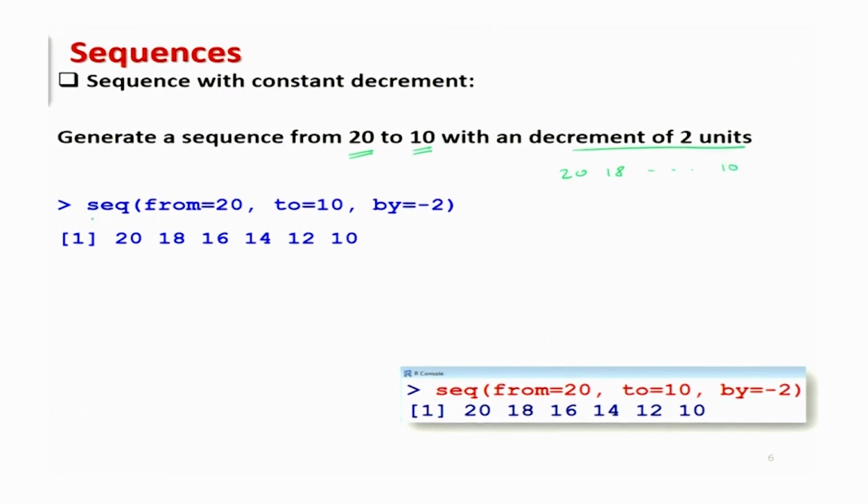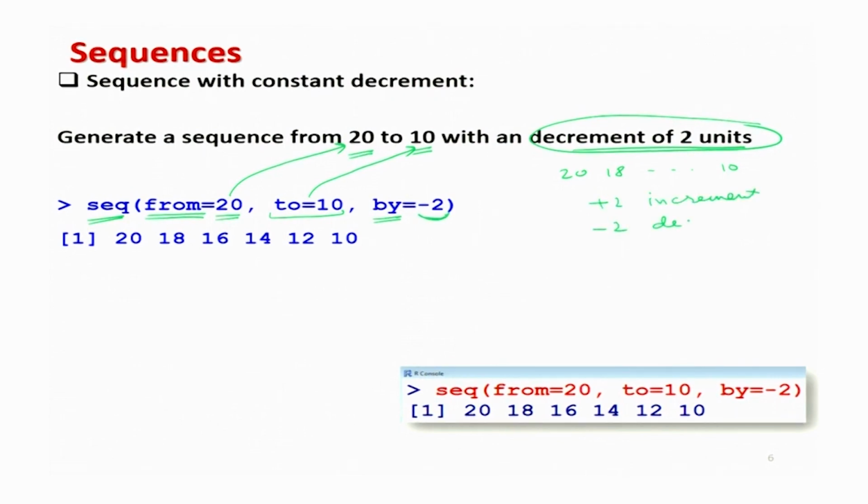So I use the command seq and inside the parenthesis I write from will be 20, then to up to 10, and because I want a decrement, I give the value of by as -2. So plus 2 will indicate the increment and -2 is going to indicate the decrement, and if you try to do it you will get the values 20, 18, 16, 14, 12 and 10. So you can see 20 minus 2 is equal to 18, then 18 minus 2 is equal to 16, and this will continue up to 12 minus 2 is equal to 10.